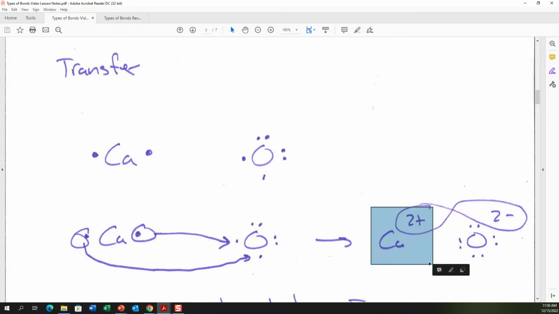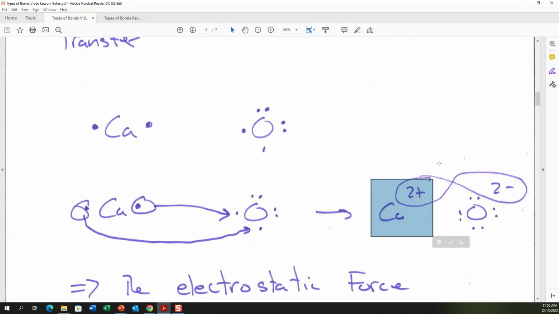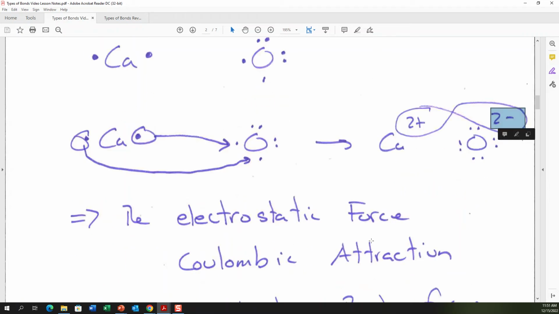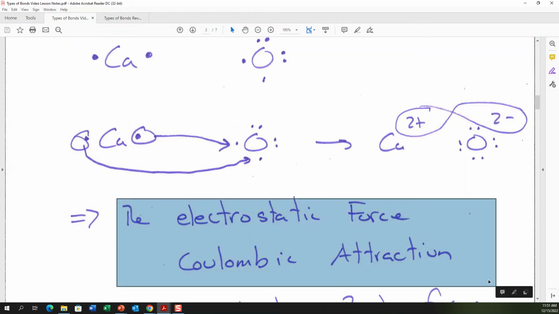Now we have a calcium that has a 2+ charge. We have oxygen, or oxide, now with a 2- charge. And the reason why they're bonded together now isn't because the electrons have been transferred. It's the result of that transfer: this particle is now a +2, this particle is now a -2, and we know opposite charges attract. That's called the electrostatic force, right? And so what's binding them together? The electrostatic force. So the electrostatic force or Coulombic attraction is basically the same thing. That is what an ionic bond is, okay?